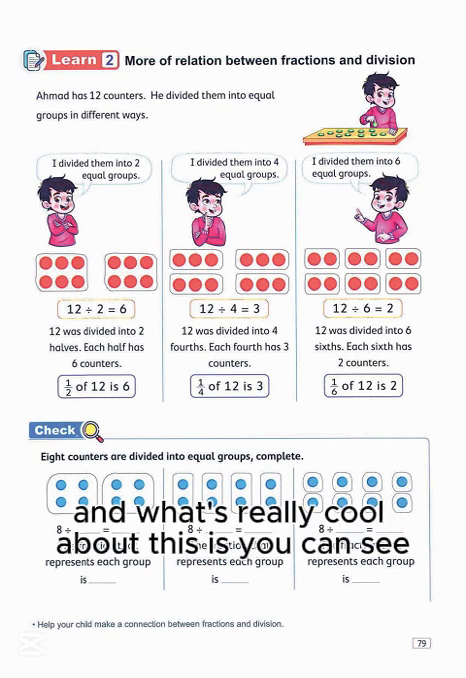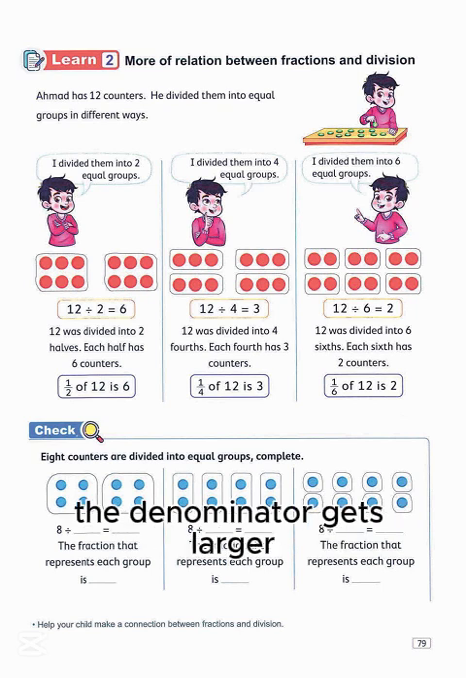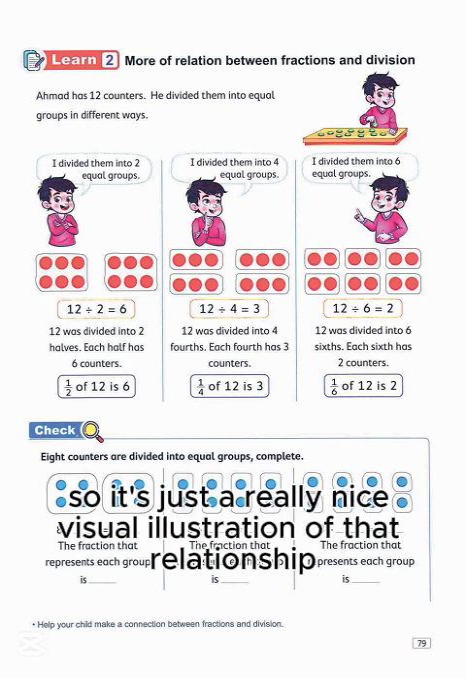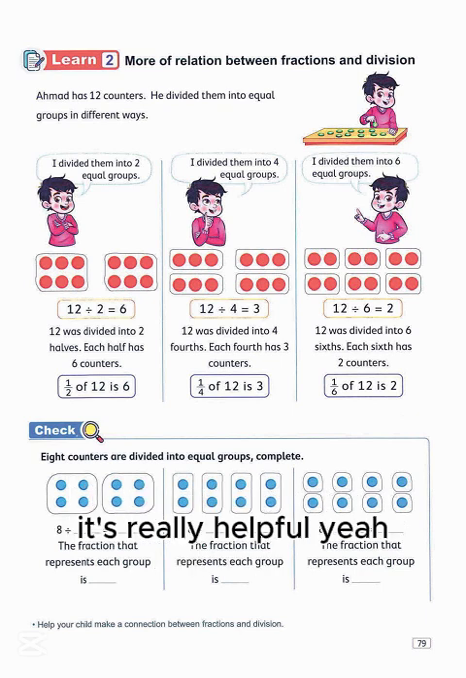And what's really cool about this is you can see as the number of groups, the denominator, gets larger, the size of each group gets smaller. So it's just a really nice visual illustration of that relationship. I like how they use the visuals to drive the point home. Yeah, it's really helpful.